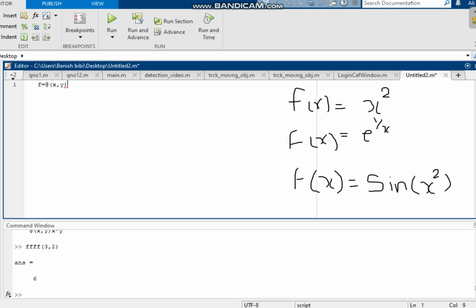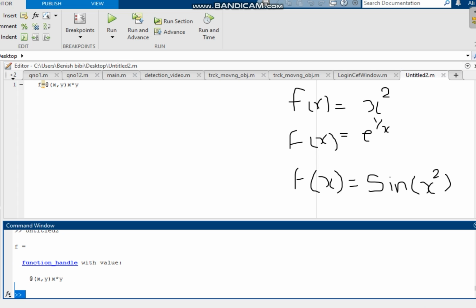What is an implicit function? An implicit function is one in which we have both x and y variables, and an explicit function is one in which we have only one variable, which can be either x or y. So here we have to write x cross y. So this is one function. Let's run this and see the result.